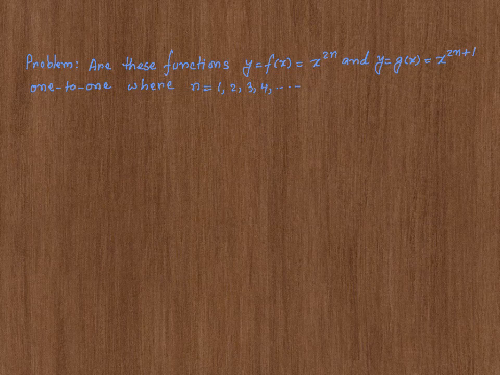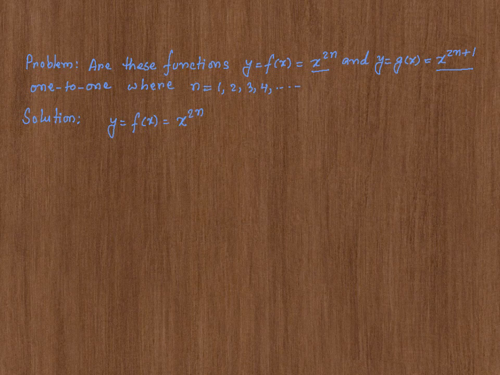In this video, I am going to discuss whether these two given functions, x to the power 2n and x to the power 2n plus 1, are one-to-one, given that n is 1, 2, 3, 4, or n is a natural number. Let's consider the first case. y is equal to f of x is equal to x to the power 2n. Is this a one-to-one function?